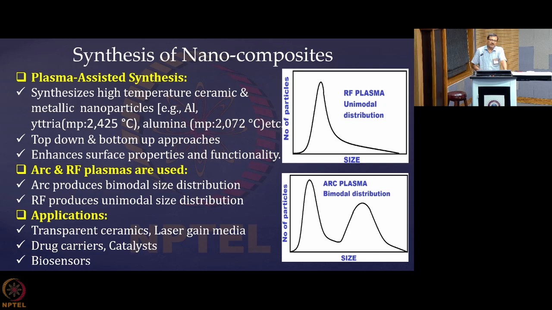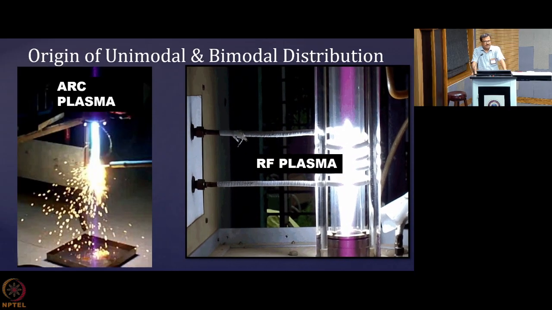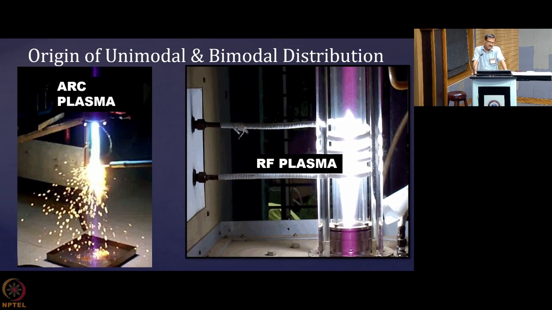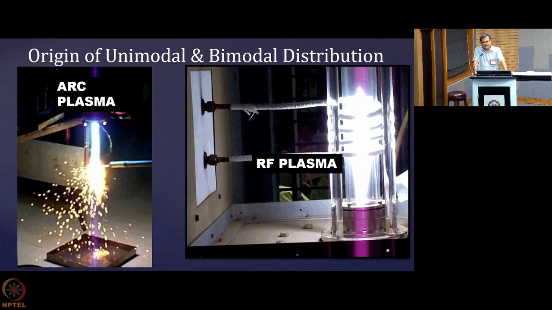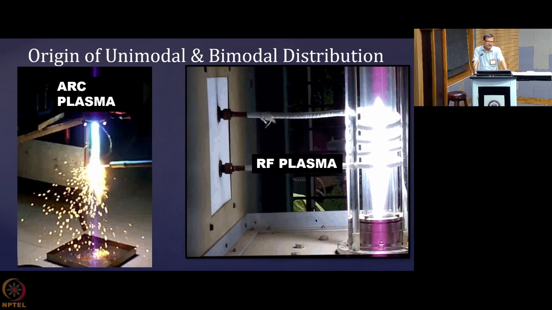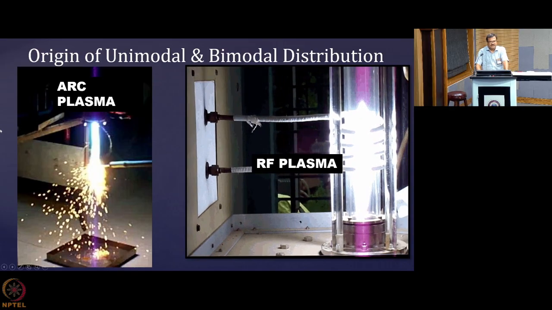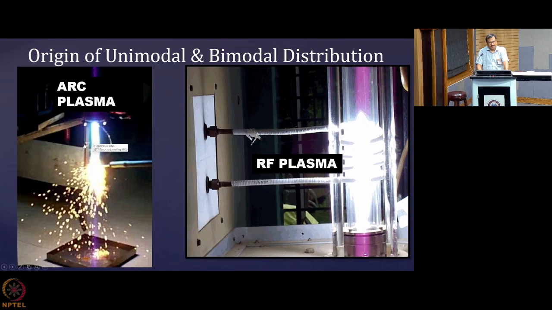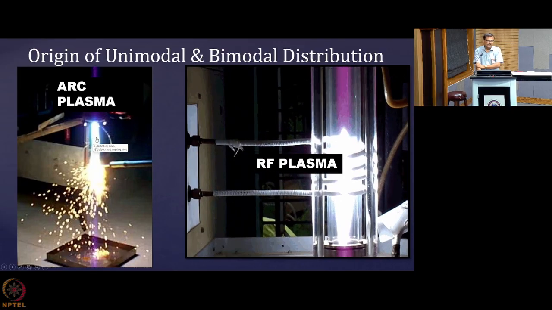Now I will explain how this bimodal and unimodal distribution in the particle size appears. So here is the thing. I have already shown you these figures in our previous slides. Here I show them just to explain how these two types of distributions appear. Now this is the arc plasma. You see the kind of width. This is a very narrow width, and this is the luminous zone.